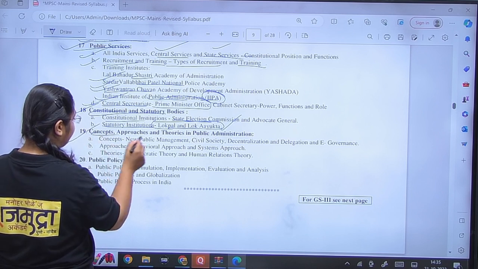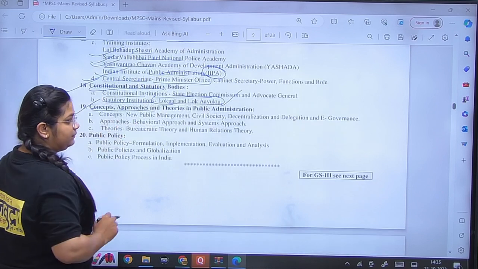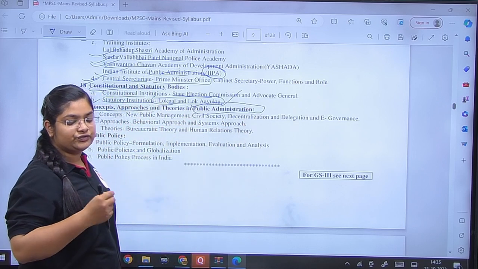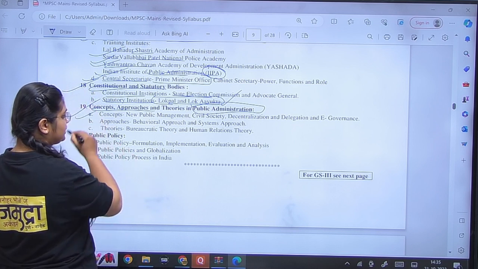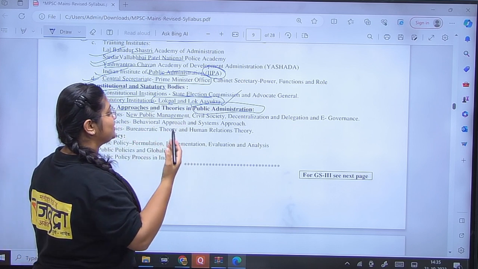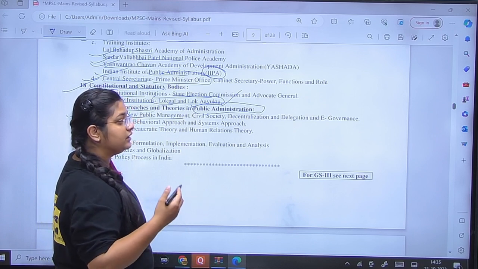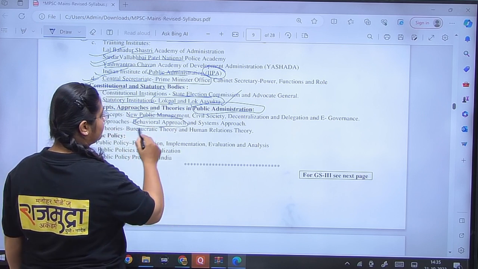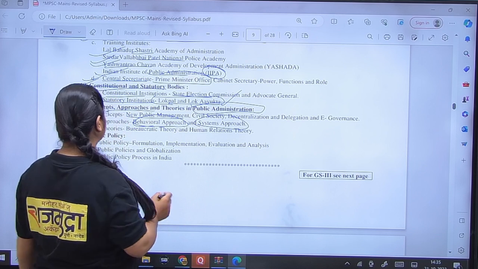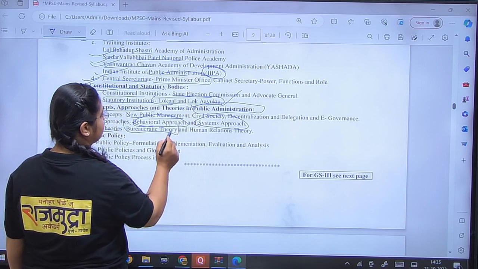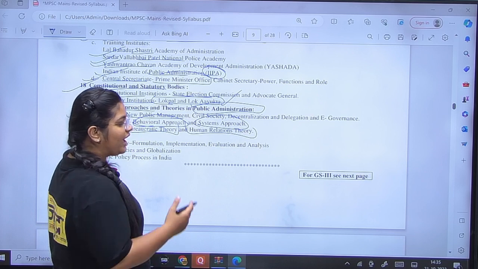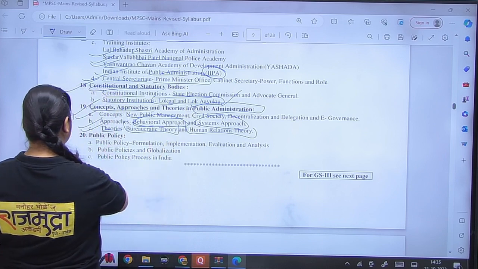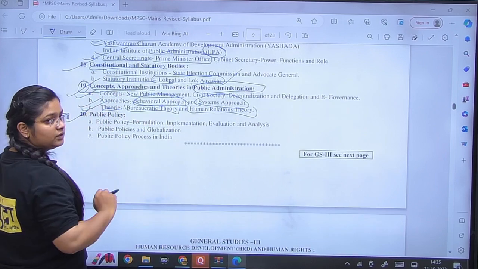The 19th point in our syllabus is concepts, approaches and theories of public administration. This is a little bit of a theoretical part. Okay. So concepts, what is new public management, what is civil society, decentralization and delegation, and e-governance. Next, approaches, behavioral approaches and system approaches we have to study. And the third one is theories, what is bureaucratic theory, what is human relation theory. So we have to see some thinkers and the theoretical part in this section of our syllabus.